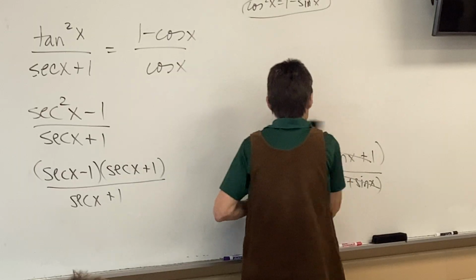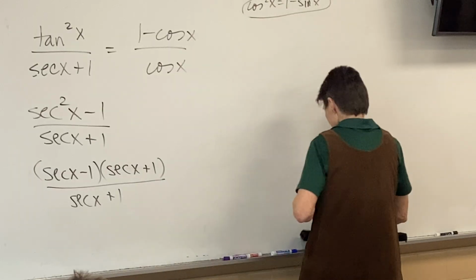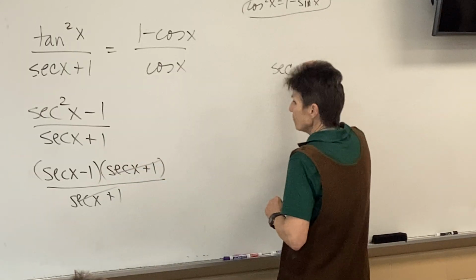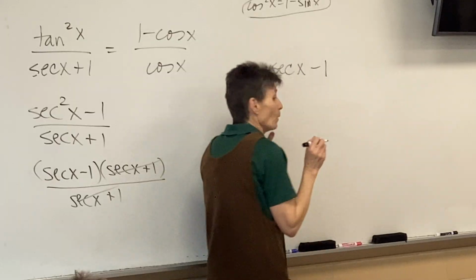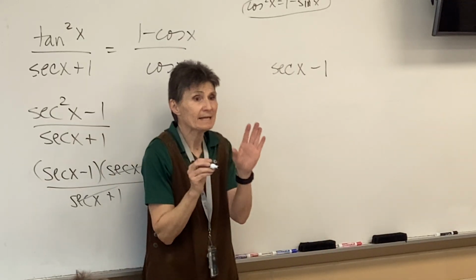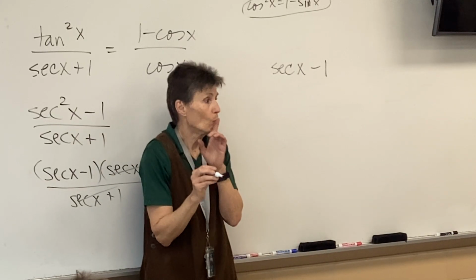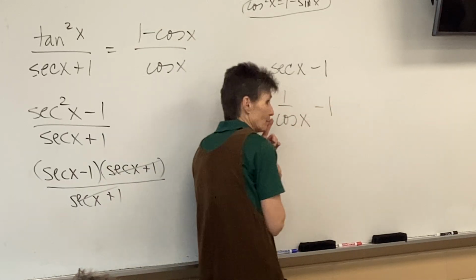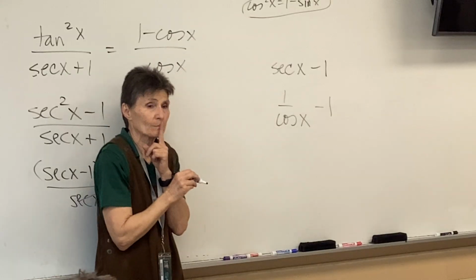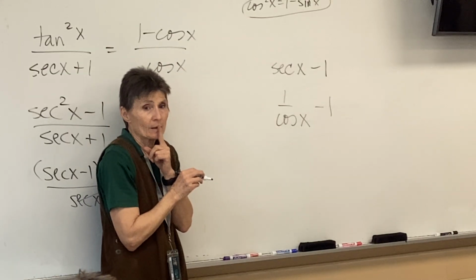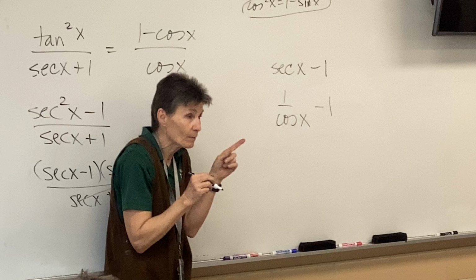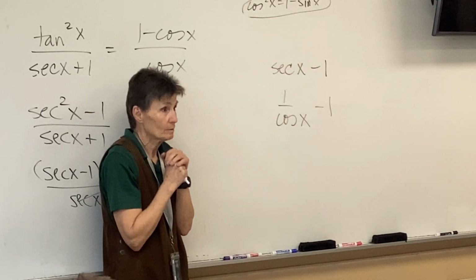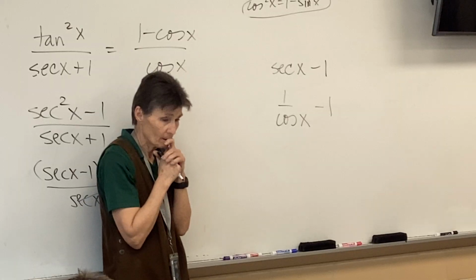And now what? You can cancel. And you're saying, well, but I still don't have what I need. But wait. What is secant? 1 over cosine. You can add that to your sheet too if it's not already there and you don't already have it memorized. 1 over secant is 1 over cosine.